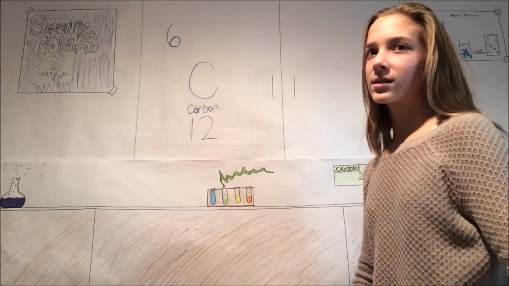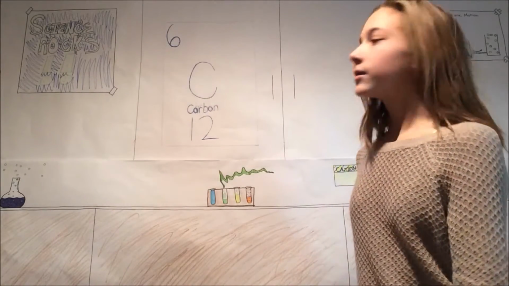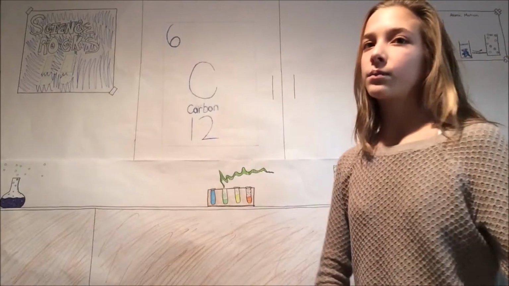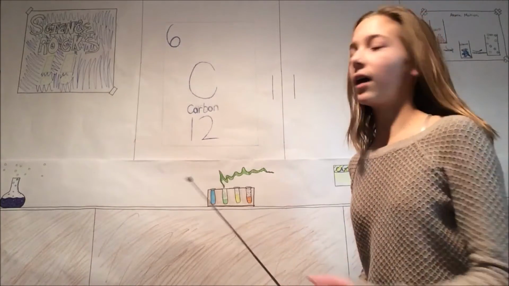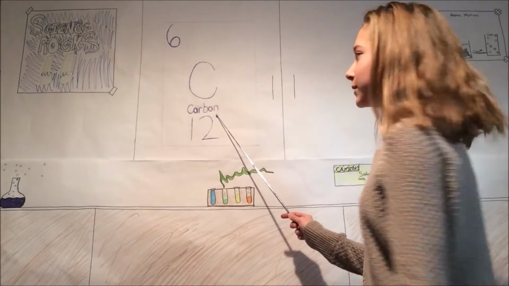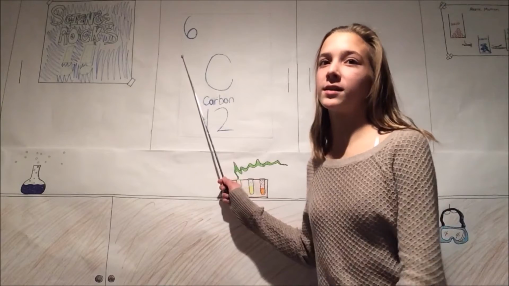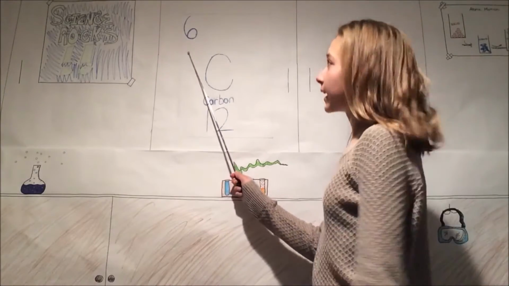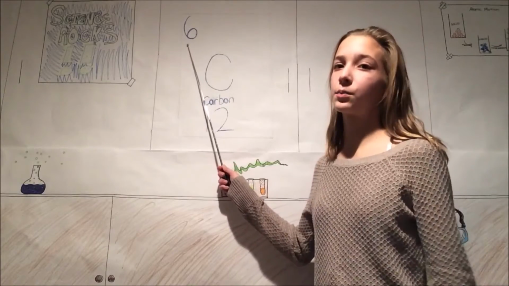On the periodic table, every element has its own spot or square. There are 2 numbers, right here and right here, up to 3 letters, also known as the chemical symbol. And the element name is right underneath the chemical symbol. The atomic number is used to find out how many protons and electrons there are. In this case, there would be 6 electrons and 6 protons.